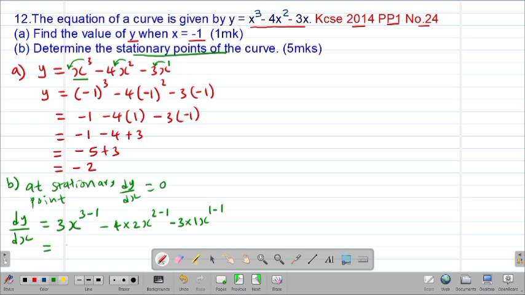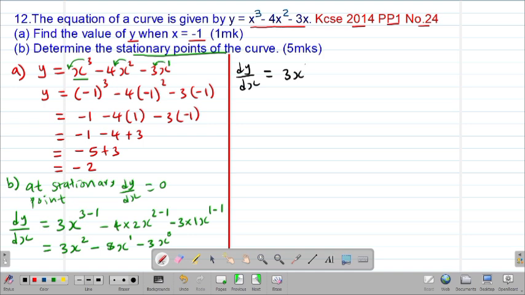So this will be equal to 3x to the power of 2, then minus, negative 4 by 2, I'll get negative 8x to the power of 2 minus 1, I'll get power 1. Then of course minus 3x to the power of 0. So we're going to have the following: our dy dx will be equal to 3x squared, then of course minus 8x, then of course minus 3, because x power 0 will give you 1. 1 times negative 3, you're just going to get a negative 3.